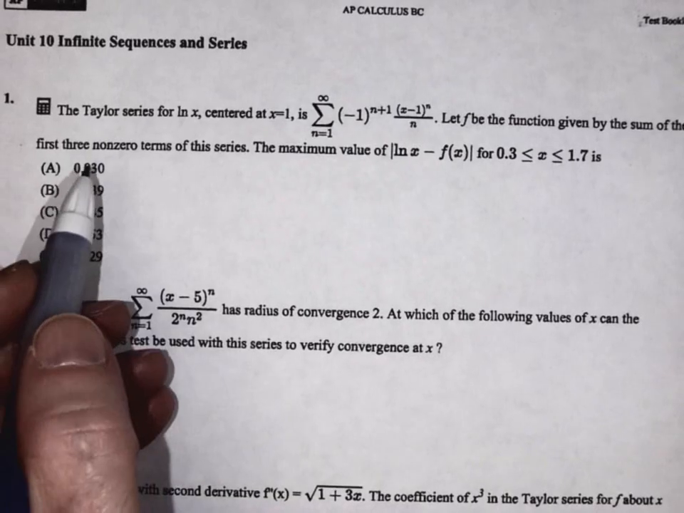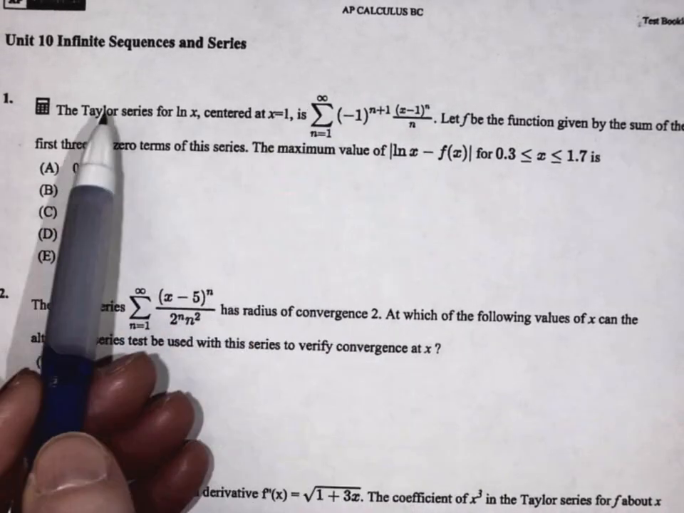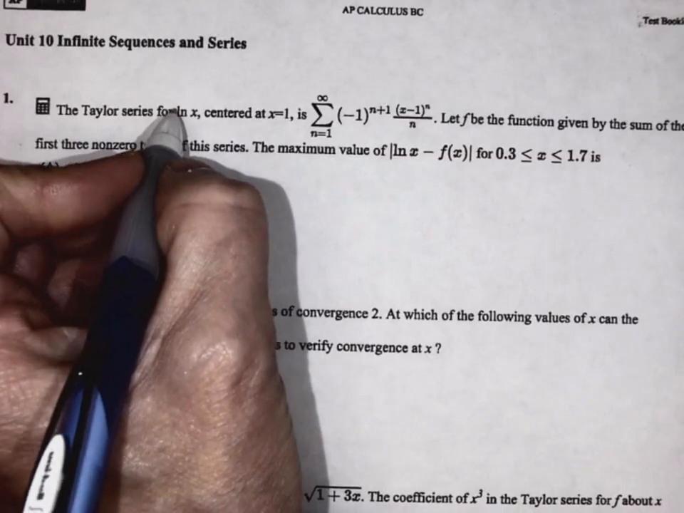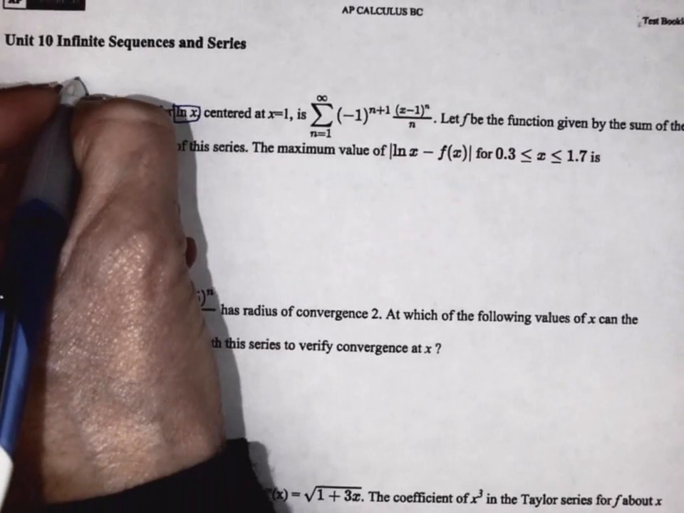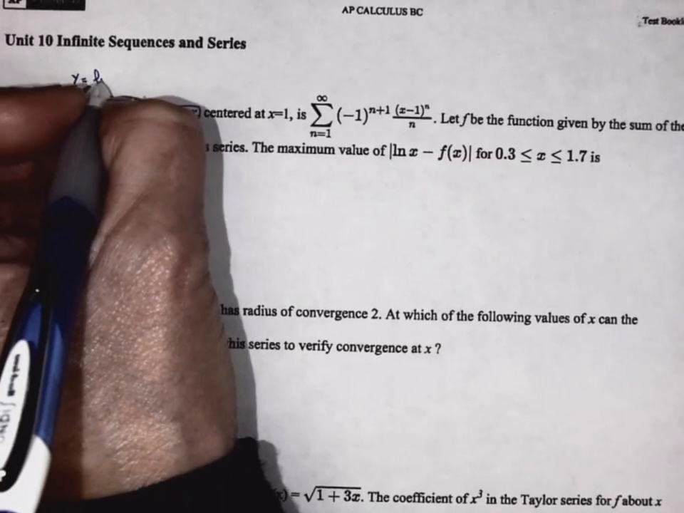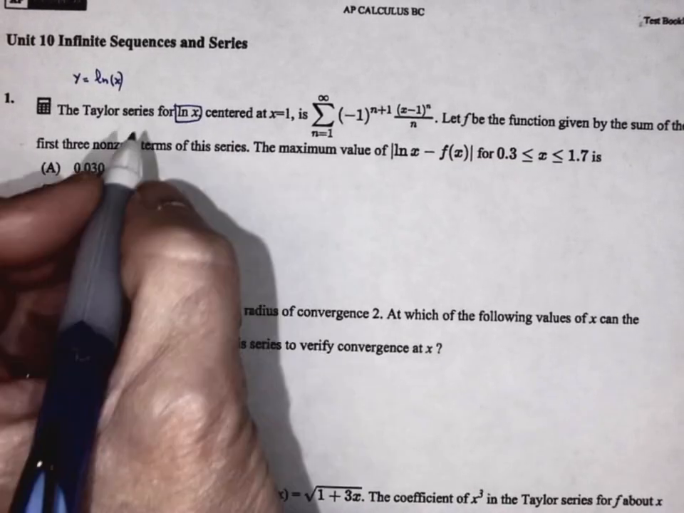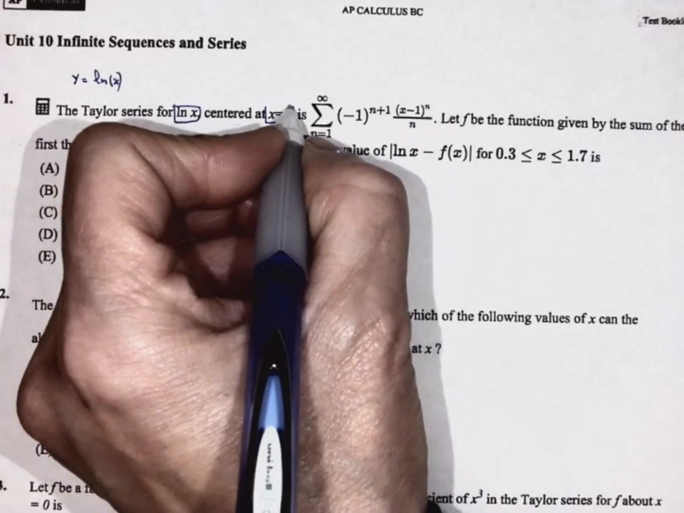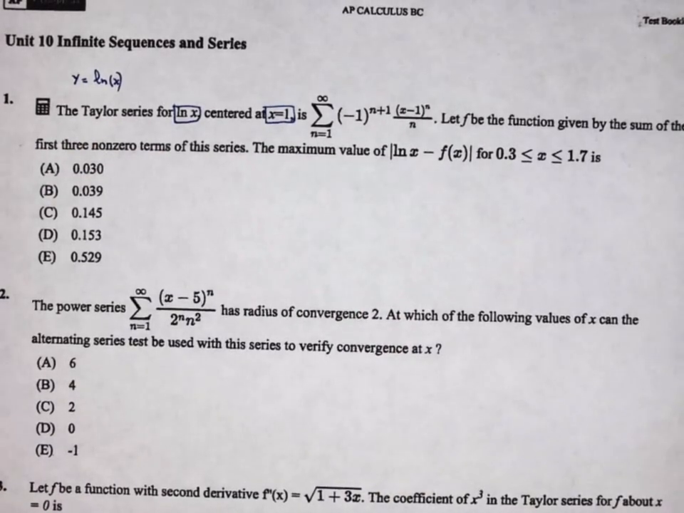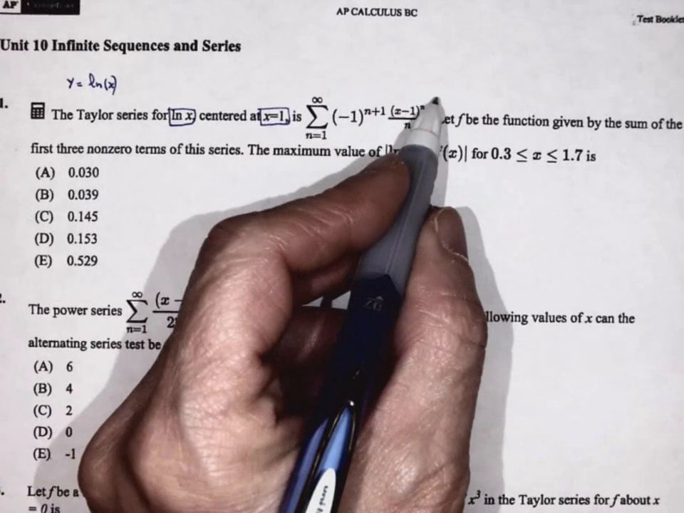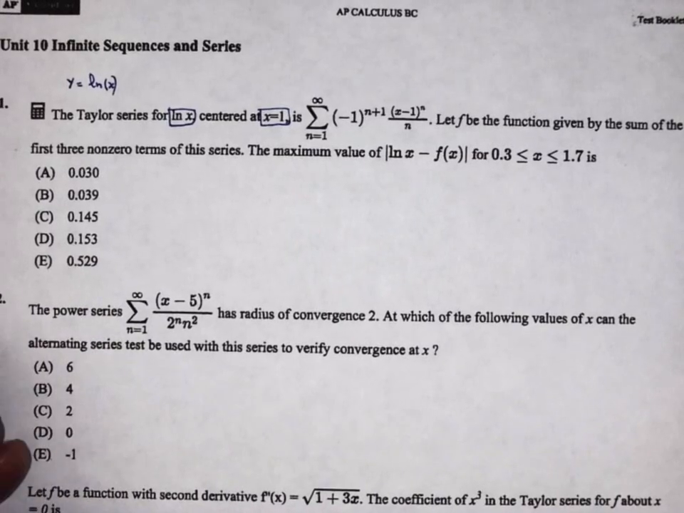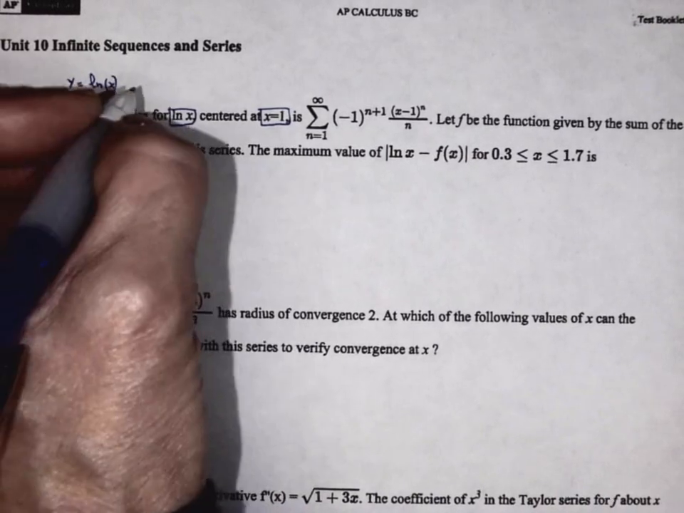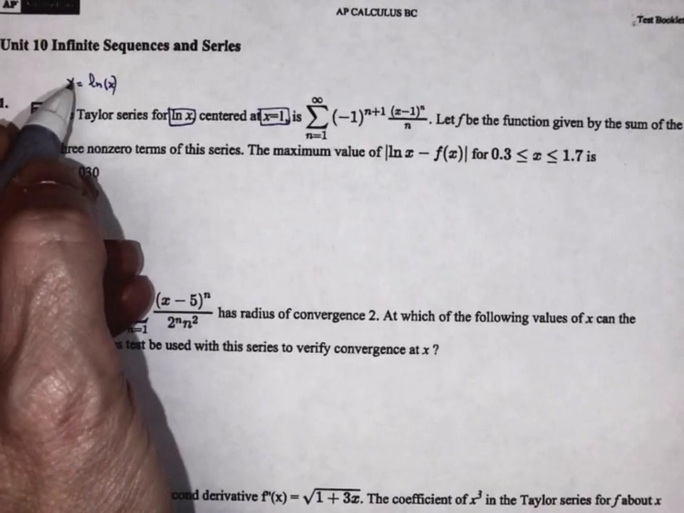Okay, so we are looking at a Taylor series. We are told that we're looking at a function, natural log of x. So I'm going to say y is equal to the natural log of x is my function, and I want that centered at x equals 1. I really could use what they're giving me here, but I'm just going to do it the good old-fashioned way, building my polynomial one term at a time.